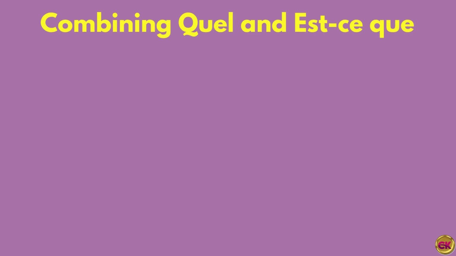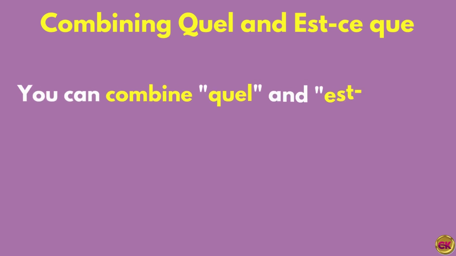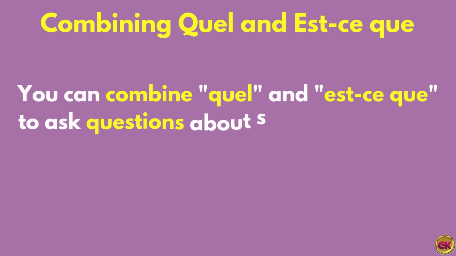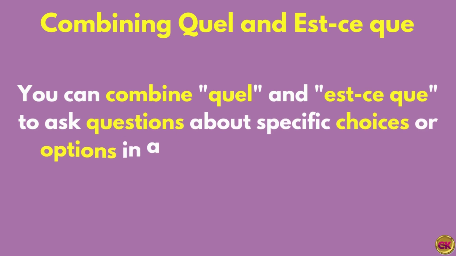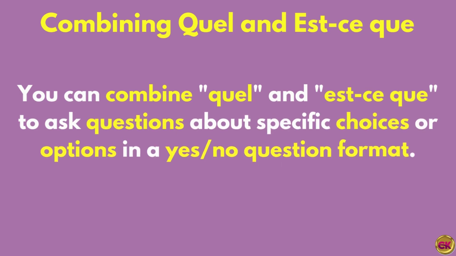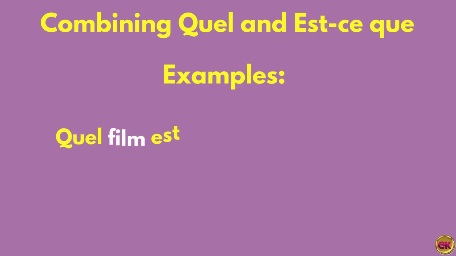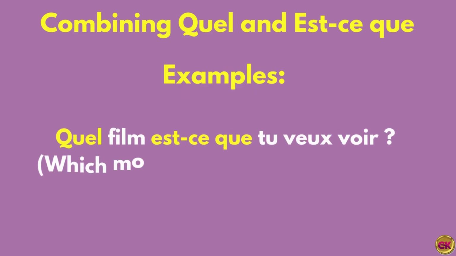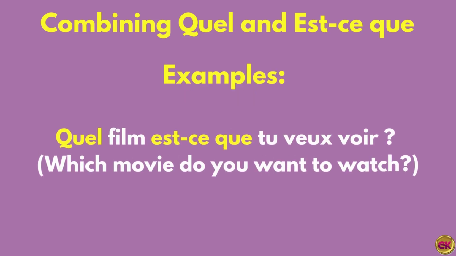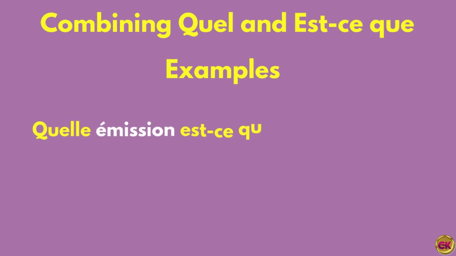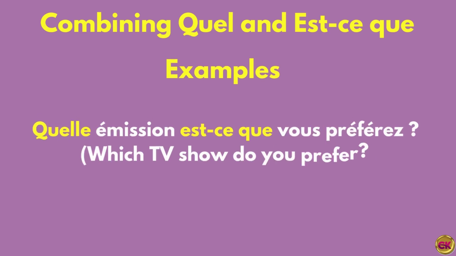Combining quel and est-ce que: you can combine quel and est-ce que to ask questions about specific choices or options in a yes/no question format. Examples: quel film est-ce que tu veux voir, which movie do you want to watch? Quelle émission est-ce que vous préférez, which TV show do you prefer?